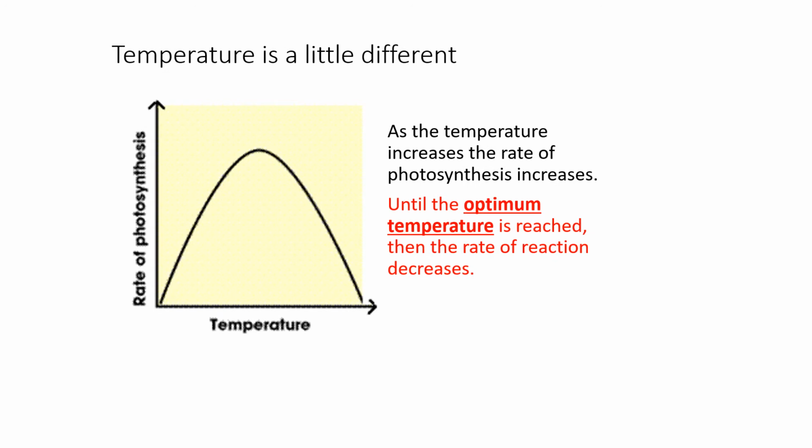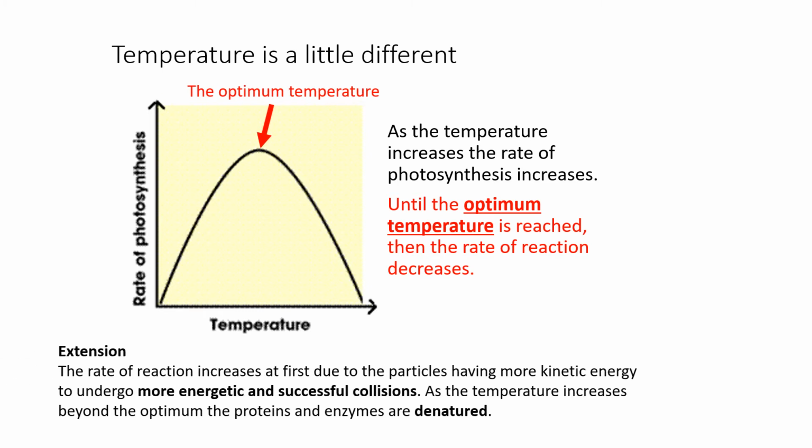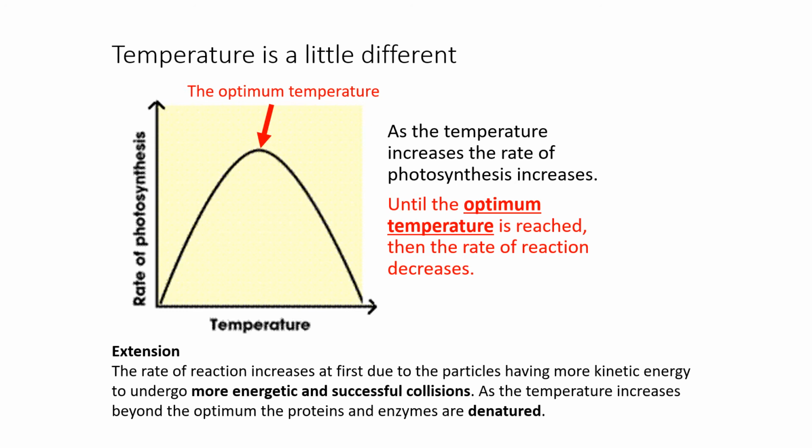Until the optimum temperature is reached, then the rate of photosynthesis decreases. And this is the optimum temperature. The rate of photosynthesis increases at first due to the particles having more kinetic energy to undergo more energetic and successful collisions. As the temperature increases beyond the optimum temperature, the proteins and enzymes start to denature.